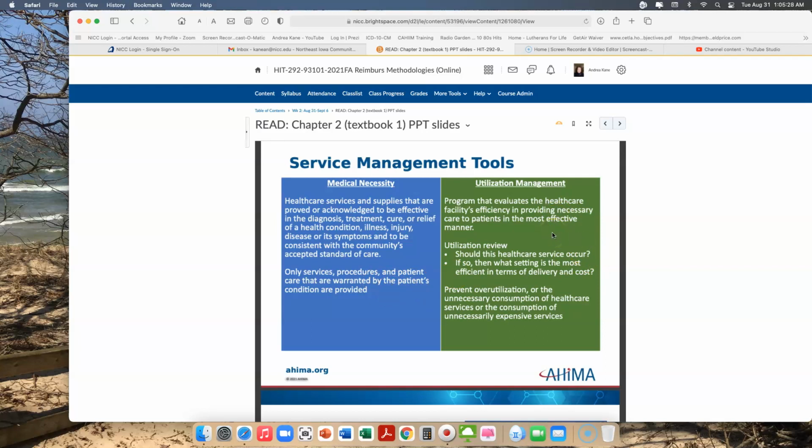Utilization management looks at the healthcare facility's efficiency in providing the necessary care to patients in the most effective manner. For instance, should the patient receive outpatient surgery versus inpatient surgery? They're looking to prevent overutilization or unnecessary consumption of healthcare services, especially those that are expensive. So those are two types of service management tools that are utilized not just by managed care organizations, although they certainly innovated those, but they're now used by every third-party payer, including the government.